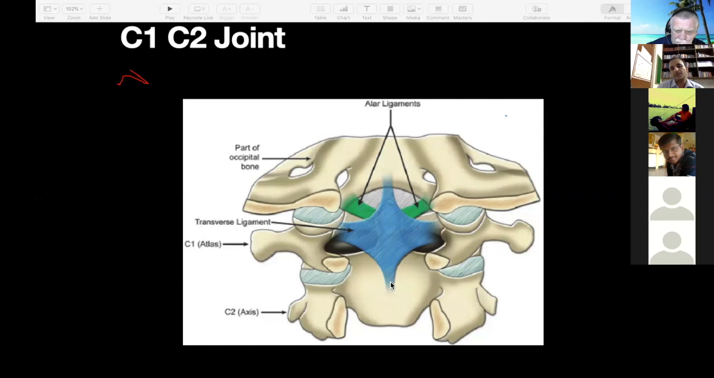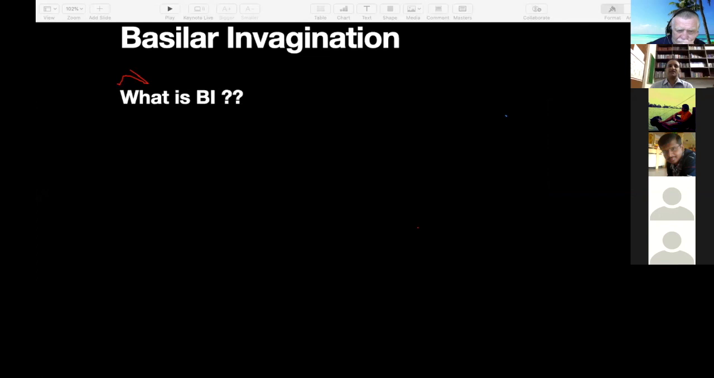Now, what is basilar invagination? What is BI? Can somebody answer? What do you mean by basilar invagination? This is the last slide, I think. Upward migration of the odontoid, in relation to the clival line. Okay. Upward migration of the odontoid is basilar invagination. Okay, who has answered this? Rushabh, sir.